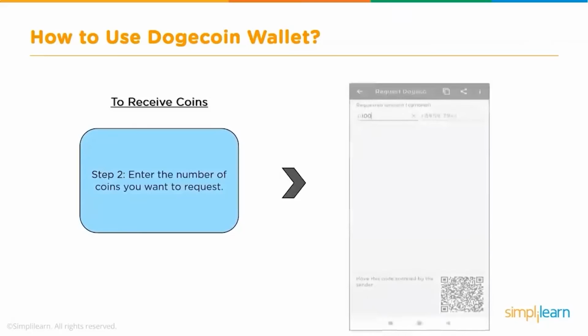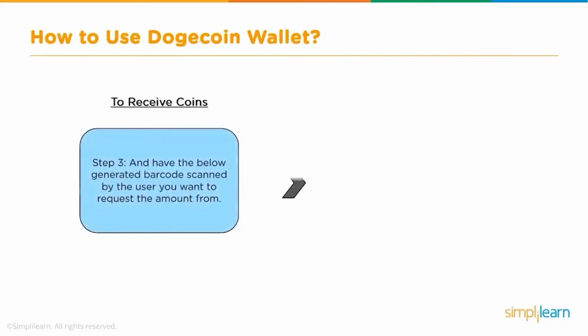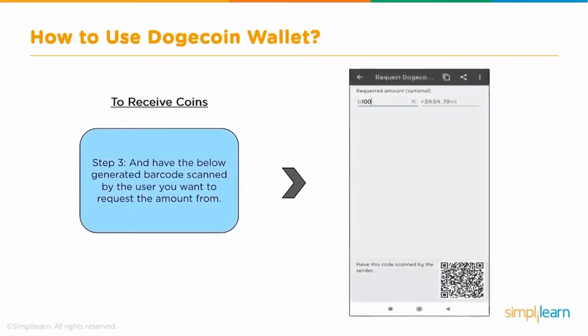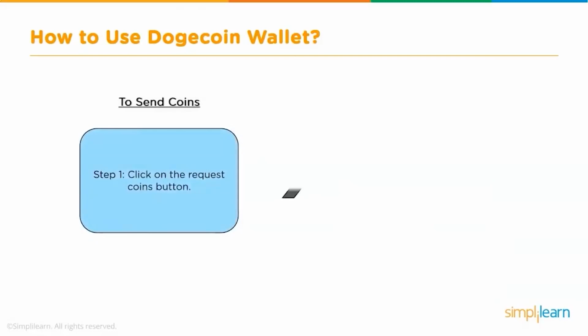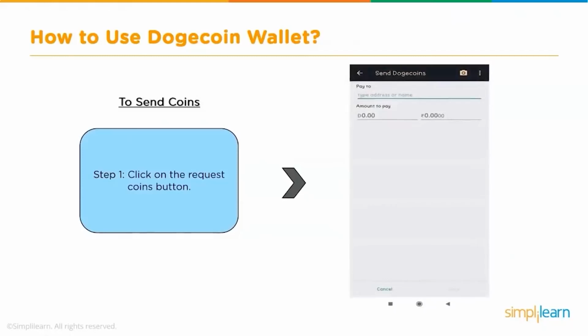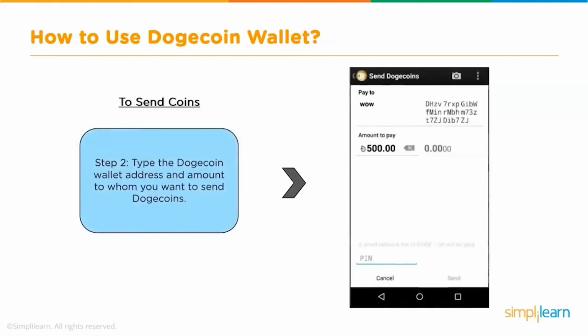Second, enter the required number of coins you want to request. And third, have the below generated barcode scanned by the user you wish to request the amount from. Now to send coins, first type the Dogecoin wallet address of the person to whom you want to send Dogecoins. Enter the required amount you wish to send to that user. And third, click on Send. And there you go. Now you can use your Dogecoin wallet whenever and wherever you want.